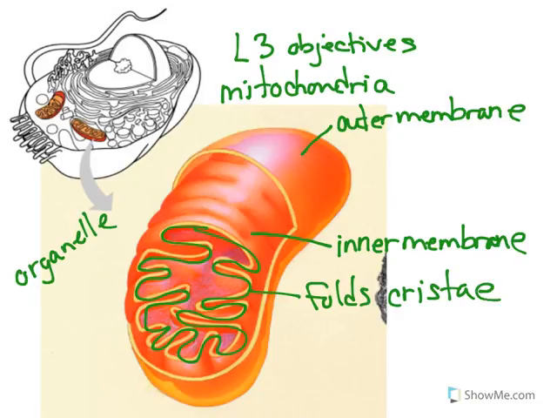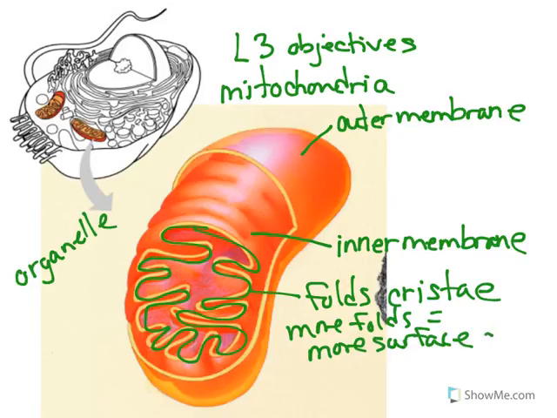Okay? The more cristae, the better off the organelle is. The more folds you have, the more surface area. And we keep learning that the more surface area you have, the more area there is for diffusion of materials. In this case, the more surface area there is, the more cellular respiration can occur. So the more folds you get, the better off we are.